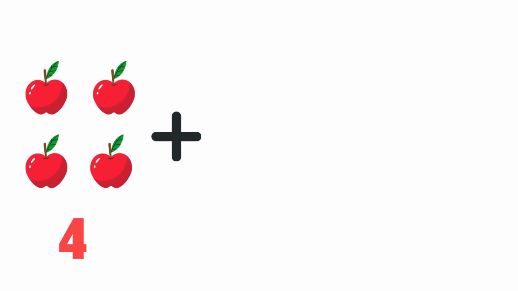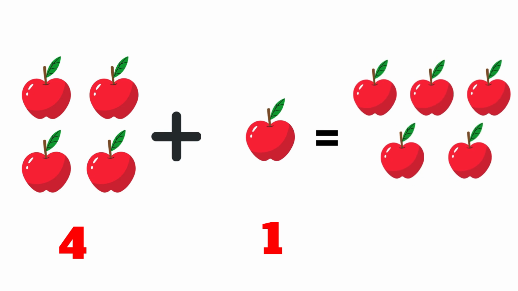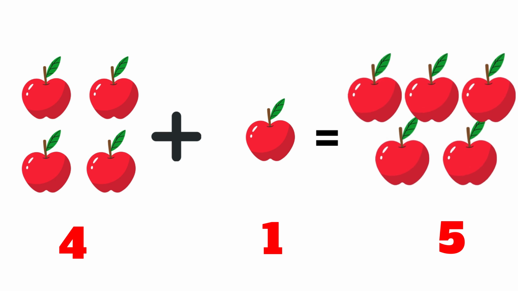Now we have 4 apples. Let's add 1 more to it. 4 apples plus 1 apple makes 5 apples.